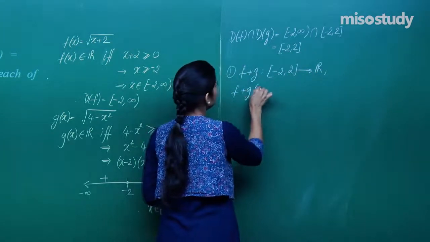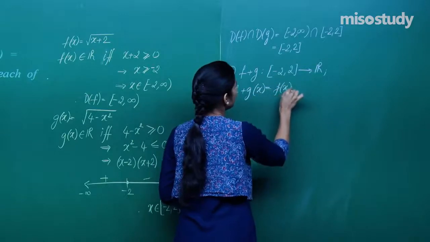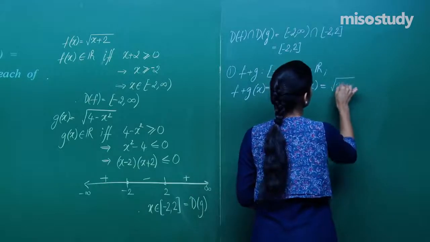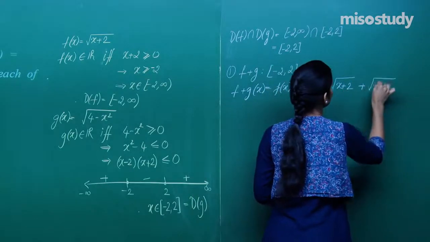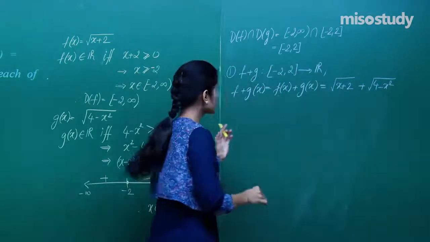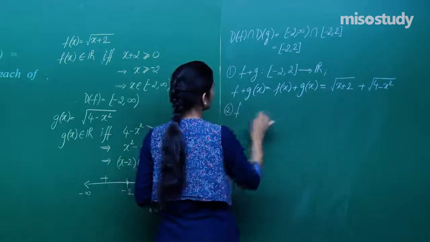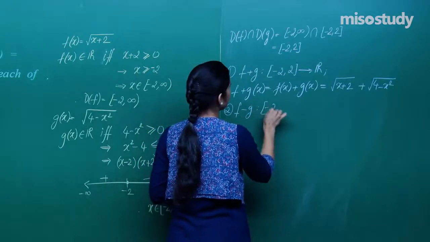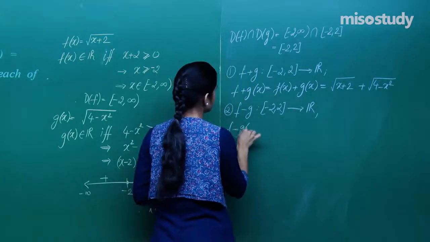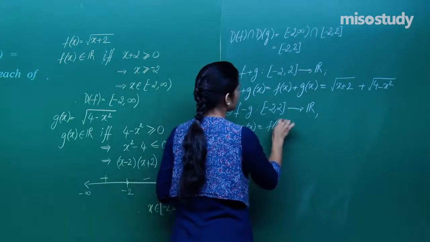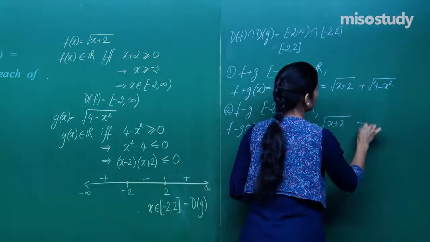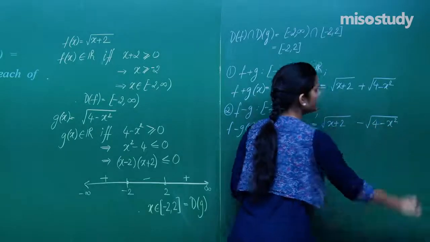How do you define it? F plus g of x is f(x) plus g(x). F(x) is root over x plus 2 plus root over 4 minus x square. What about f minus g? It is also defined from domain of f intersection domain of g as f minus g of x equals f(x) minus g(x), which is root over x plus 2 minus root over 4 minus x square.